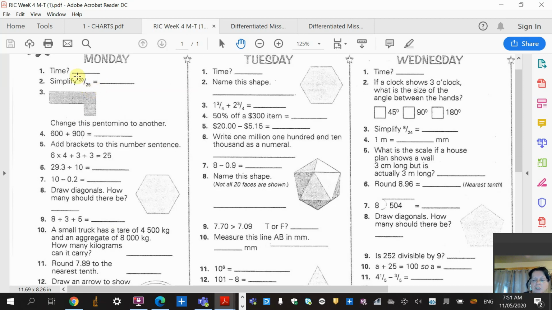Okay, we're simplifying 20 over 25, or 20 25ths. So what number goes into both of those? The answer is 5. So how many times does 5 go into 20, which is 4, and how many times does 5 go into 25? 5, so the answer is 4/5.